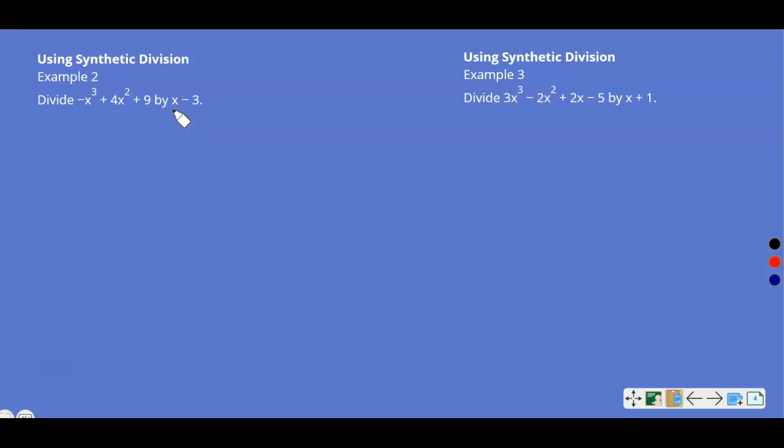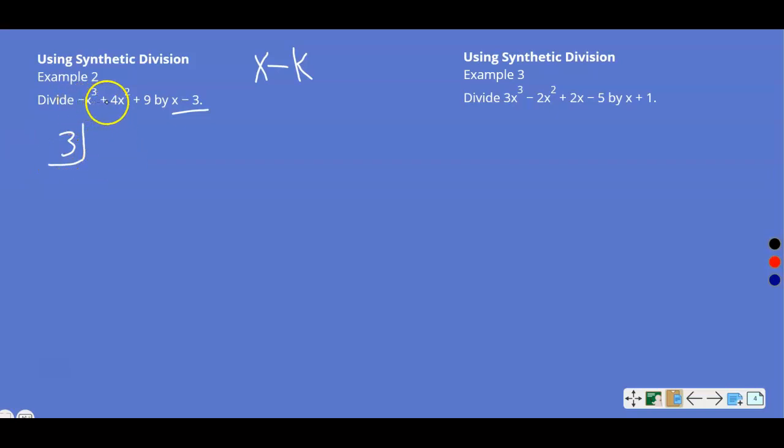So the first thing you want to do is say x minus k. So if we have x minus k, we have this form, so we know we can use synthetic division. So x minus negative 3 would be plus 3. So the first thing we're going to do is change the sign of the binomial. And we're going to put that here because that's what we're dividing by.